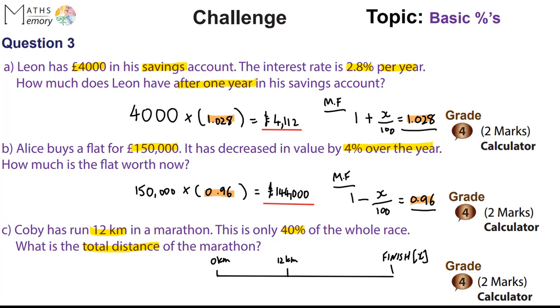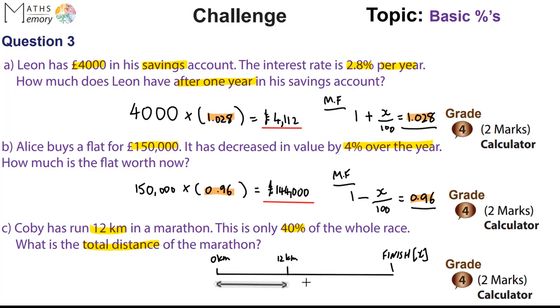So this bit over here represents, this bit is 40%, okay? This is 40%, and this whole thing over here is 60%. Let's write that down over here. So this is 40%, and this is 60%.